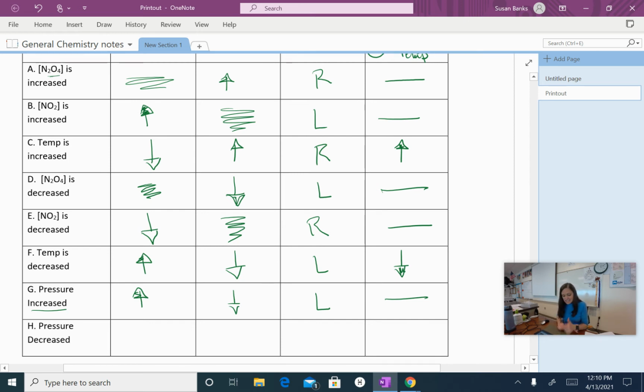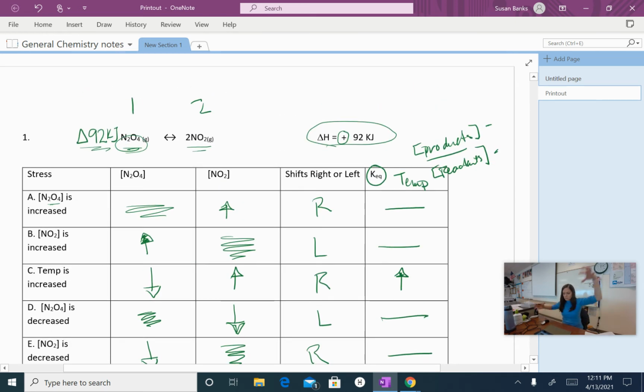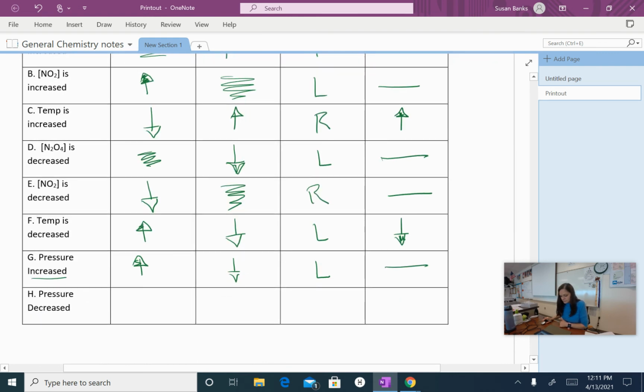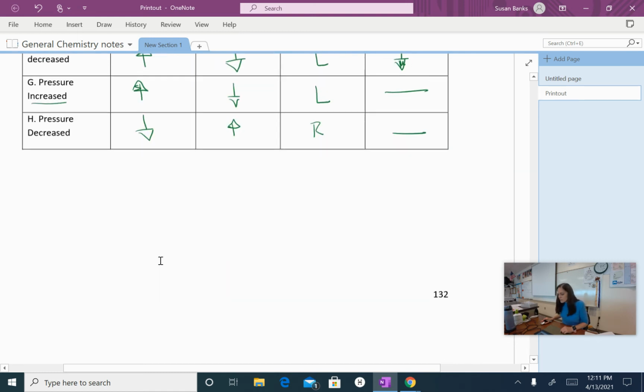Now, if I decrease the pressure, that means I have room to expand. I'm going to decrease that pressure. I have lots of room. So I'm going to go to what makes more gas. So I'm going to shift right. I haven't changed the temperature. If I shift right, that means my nitrogen dioxide is going to go up and my dinitrogen tetroxide is going to go down. How do you guys do on that one? Okay, let's do another practice.